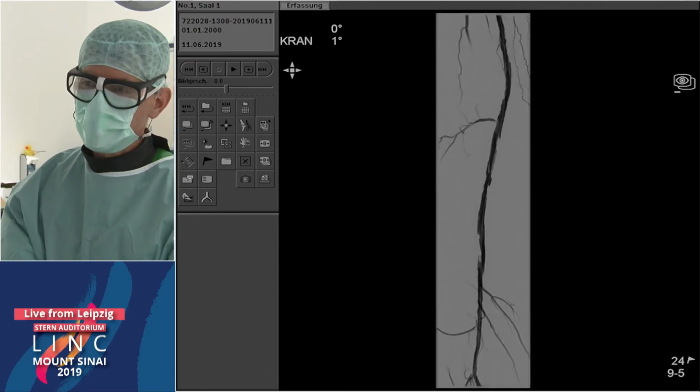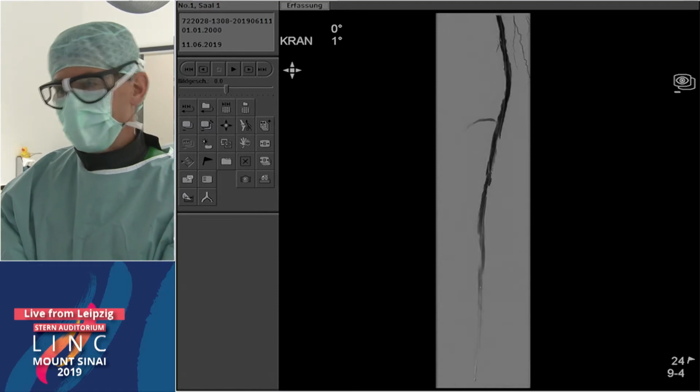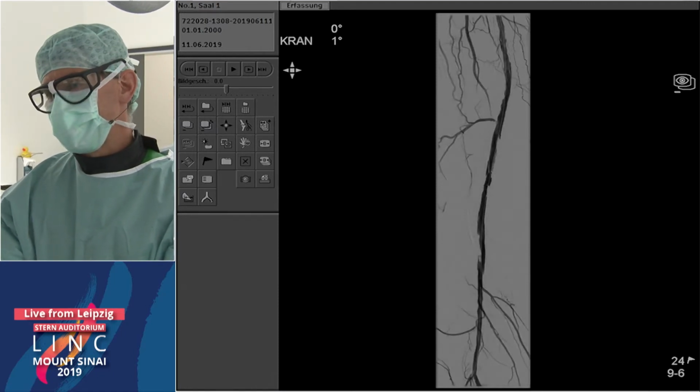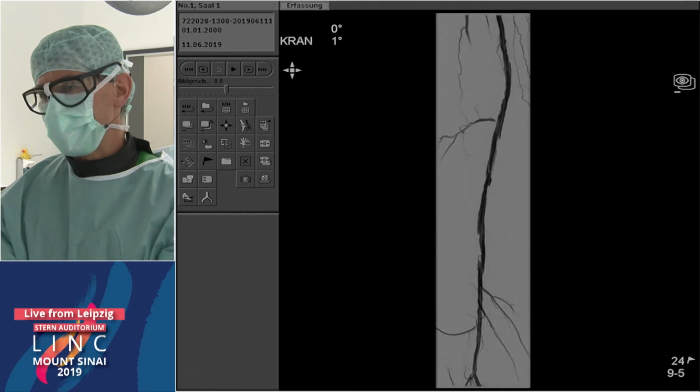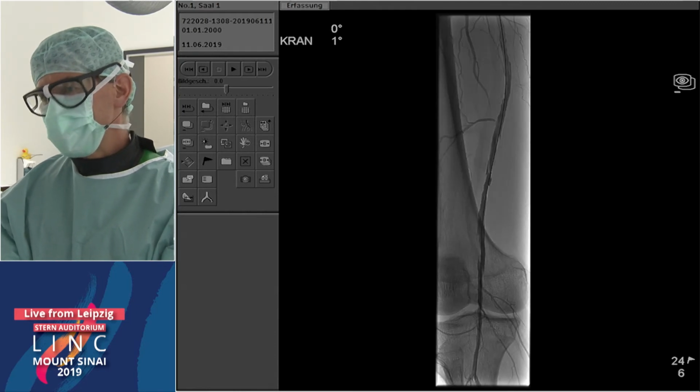Potentially some more post-dilation? But now you need a stent. I don't know. Yeah, of course. It doesn't look very nice, but at the end, it's very distal.